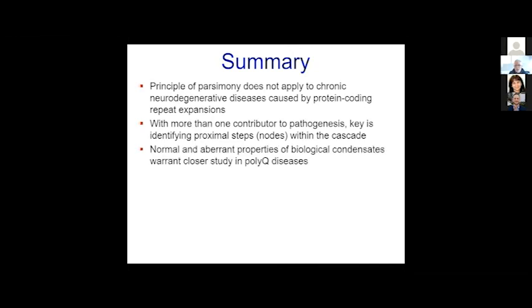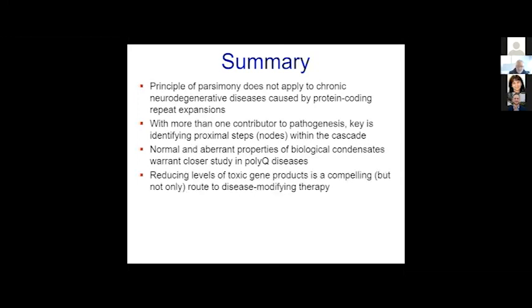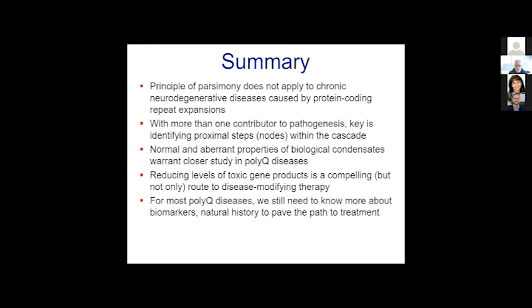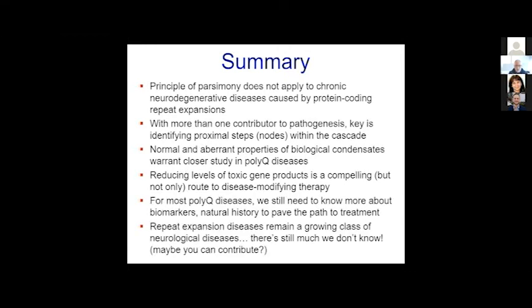I think we need to know a heck of a lot more about the normal properties of these proteins, including how the formation of biological condensates by these proteins may be critical to their normal function and may be critical to their dysfunction in disease states. We think that reducing levels of toxic gene products is a compelling, but not the only, route to disease-modifying therapy. We need to know more about biomarkers.